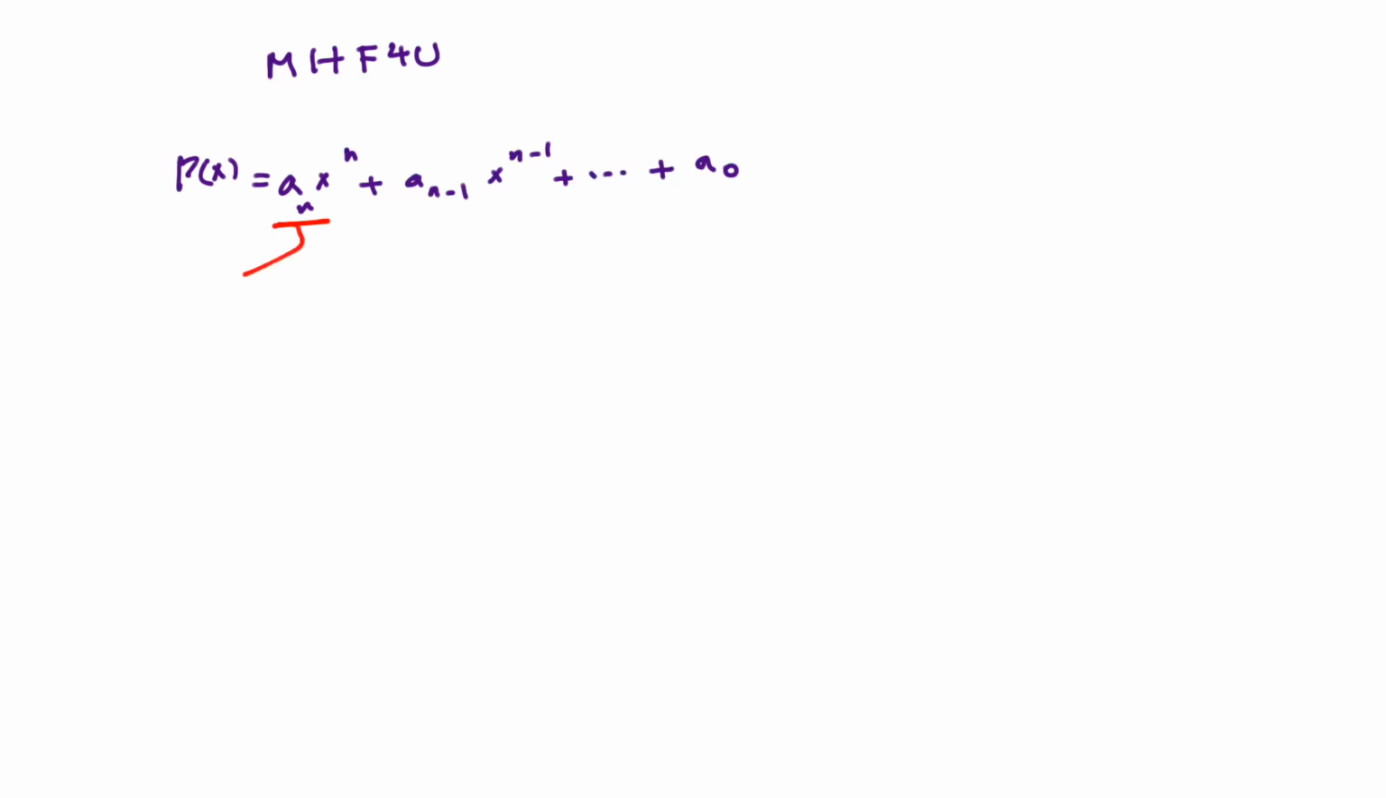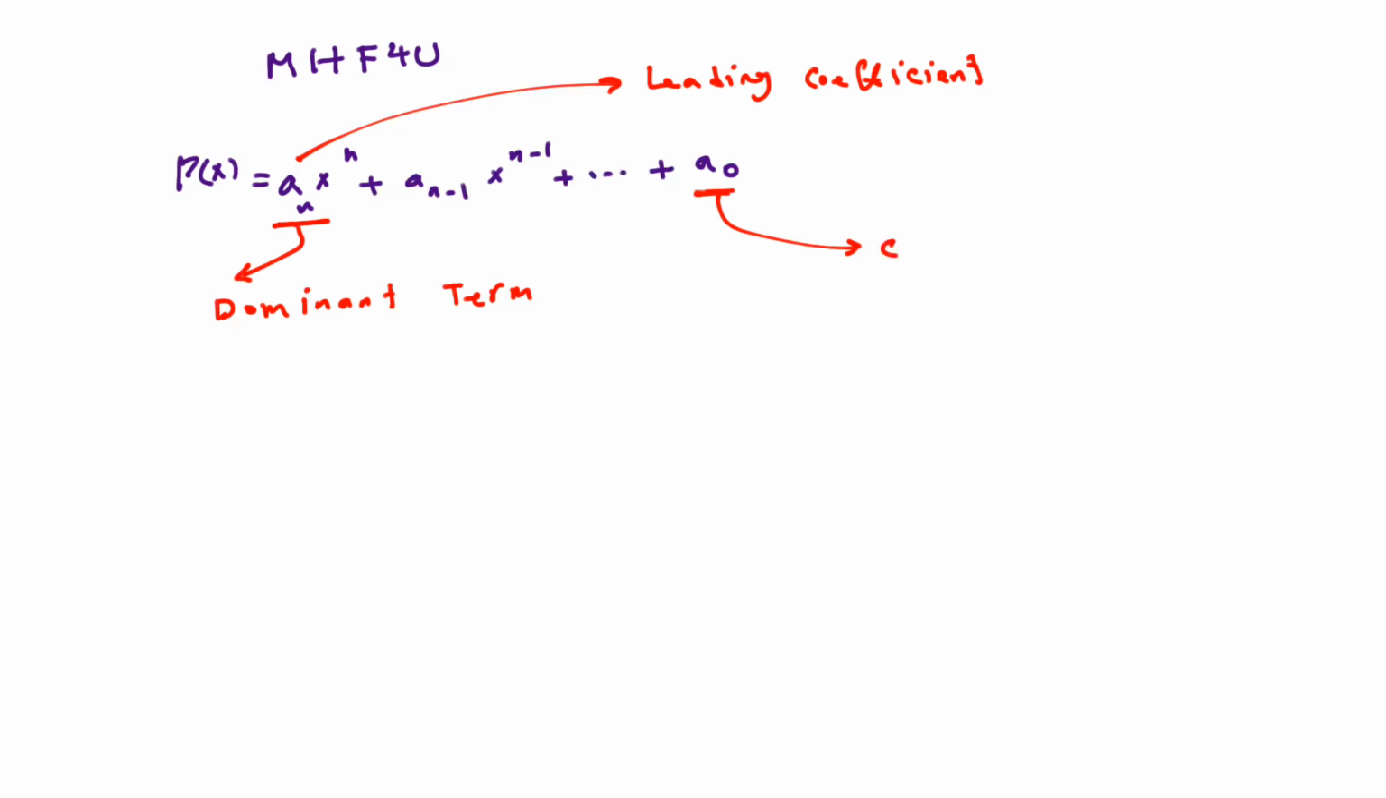A_n x^n in this polynomial is called the dominant term, and a_n is called the leading coefficient. A_0 is called the constant in this polynomial, and the others are called the coefficients of the related terms. For example, the coefficient of x^(n-1) is a_(n-1), and so forth.